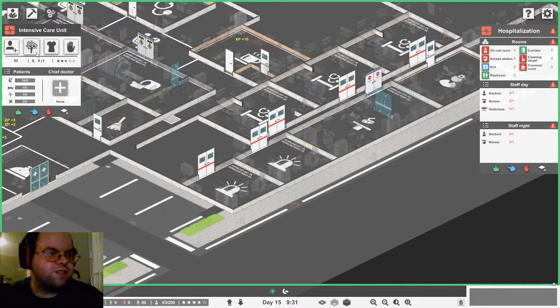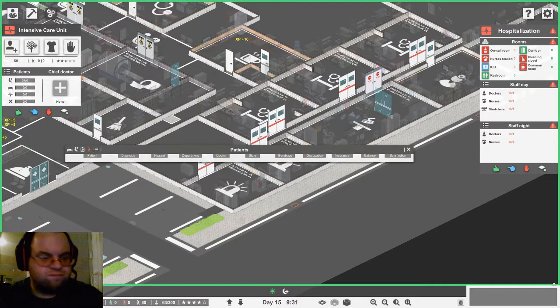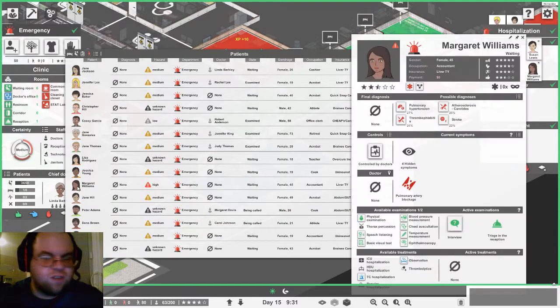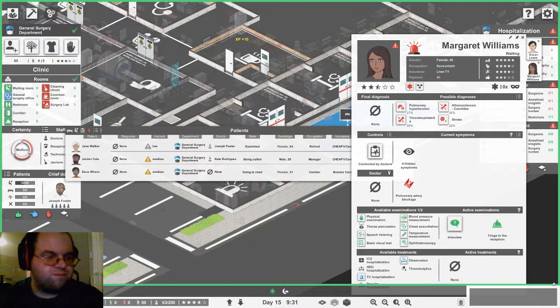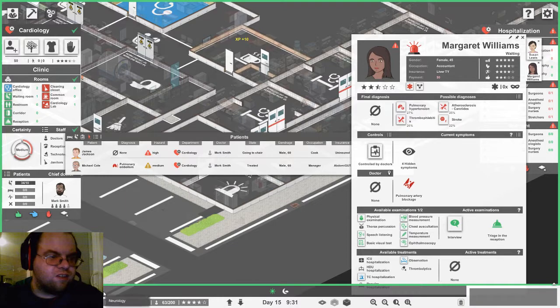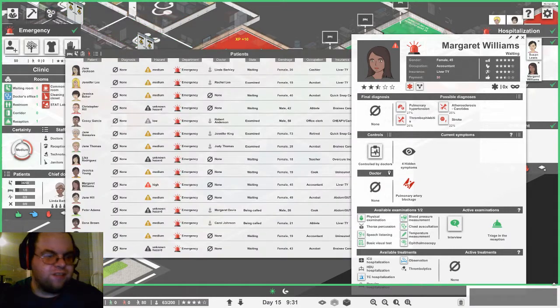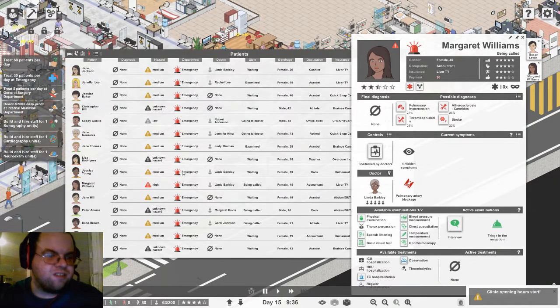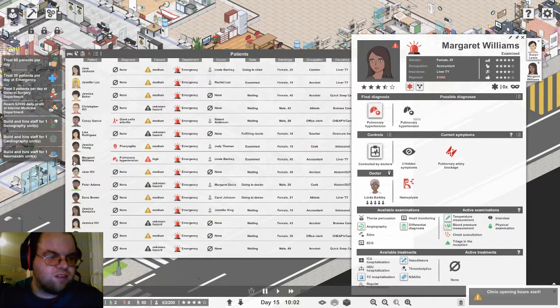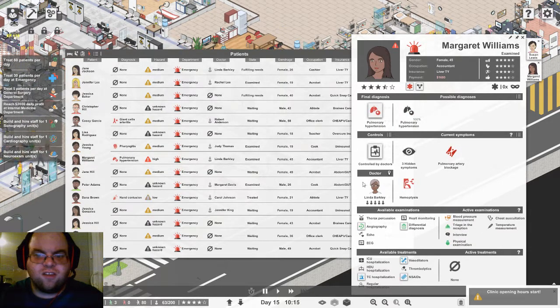Okay, so we'll see here what kind of patients I'm getting now. Ooh. Wow, we're getting more critical patients now, though. We're definitely getting more critical patients, though. Which is kind of interesting. Pulmonary hypertension.